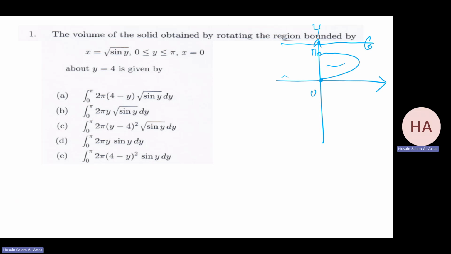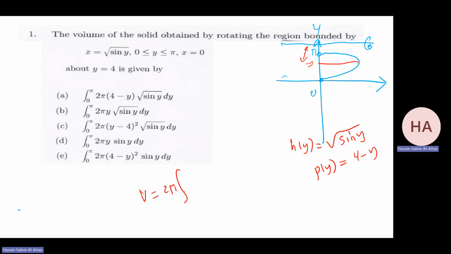Okay, I want to set up the integral. Let me use the other color then. So about the line y equal 4, I have this line. So what is h of y? The square root of sine y. What is p of y? It will be 4 minus y. I'm talking about this distance, which is 4 minus y. So the volume is 2 pi integral from 0 to pi, the y values, of (4 minus y) times the square root of sine y, dy, which is this.